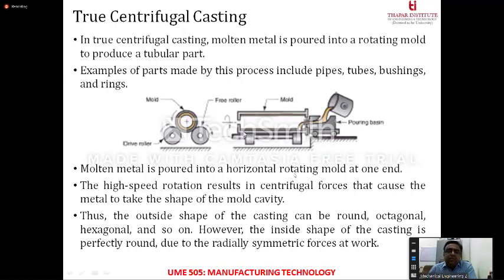And how does this system work? If you can see, there are two rollers. There is a free roller and there is a drive roller. We attach a motor onto the drive roller, and these two rollers are attached to the mold by contact. So when the drive roller moves and the free roller also moves in the same direction, the mold will move in the opposite direction. And when the drive motor speed is increased, the mold will also rotate at a higher speed. As a result, it will generate the centrifugal force and the segregation of the molten metal takes place.